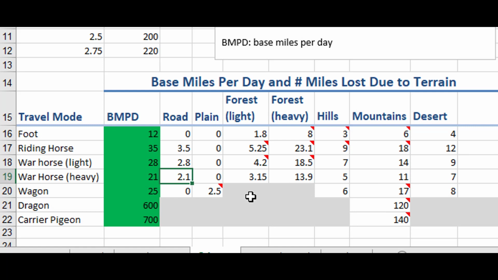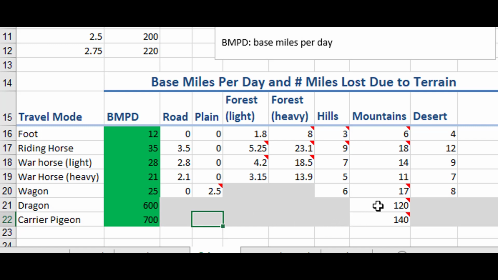I'm not going to go over every last one of these formulas, but what I will say is if you see a gray cell, that means it doesn't apply. So for example, row 21 and 22 with dragons and carrier pigeons, well, what use do they have for a road? And the answer is probably none. I mean, sure, they may be walking along one. I suppose it's possible, but most of us aren't really going to be looking at that. You know, we're looking at scenarios where they're flying, so certain things are ruled out.